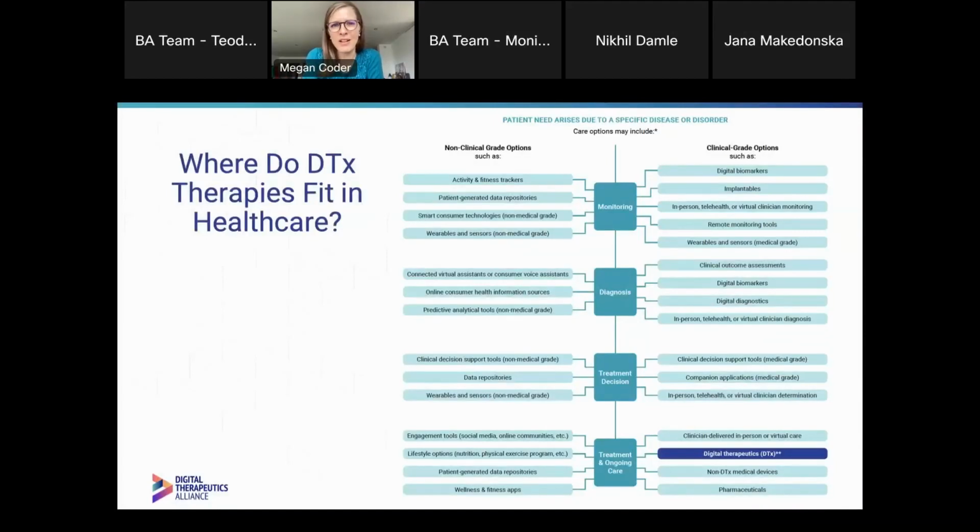From there, we then walk into where do DTx therapies fit in healthcare? And again, this could be drawn in 100 different ways, but it's just the way that I chose to go about it. If you have products that are in the monitoring, the diagnostic, the treatment decision, and then the actual treatment and ongoing care realms, a lot of different product options on the non-clinical grade side and the clinical grade side. Digital therapeutics fall on the clinical grade side and are in that treatment and ongoing care. Again, as I mentioned earlier, they can work with all these different therapies in conjunction in different platforms or systems, but really try to get a sense of what these are and where they fit.